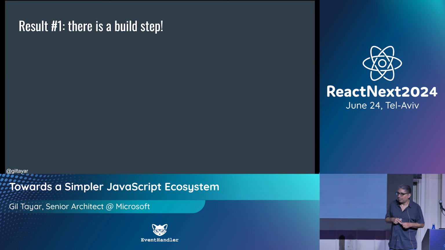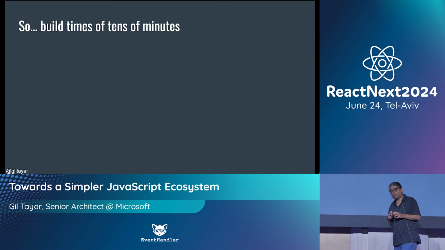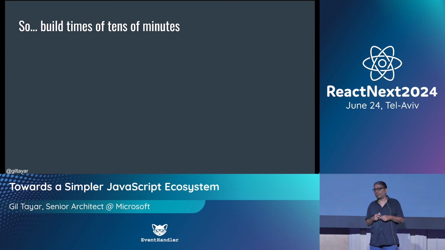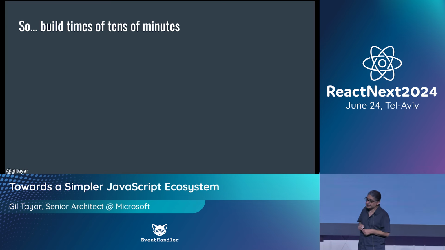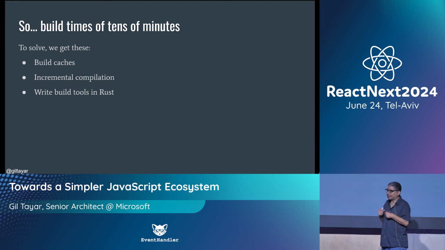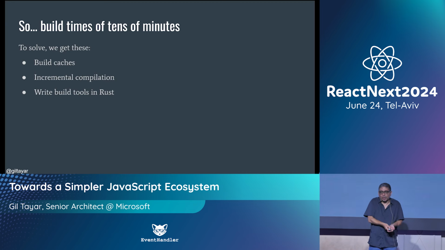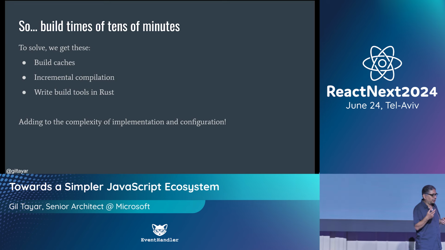There are problems. Problem number 1, there's a build step. So builds of sometimes tens of minutes. It's better today, especially if you have a Mac M3 or an i9 Intel, but still it's something that we need to constantly optimize. I know there's a developer on our team that constantly tweaks and optimizes everything around builds. So we have build caches and incremental compilation, and instead of writing the tools in JavaScript, we write them in Rust, which is not very native to our ecosystem. So this adds to the complexity of the implementation and configuration.